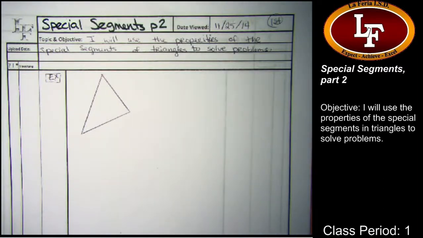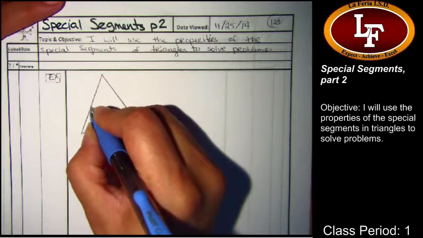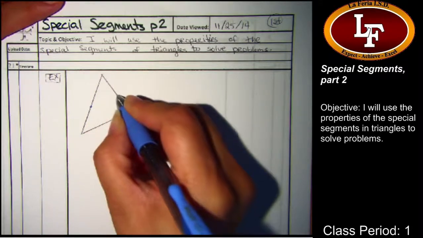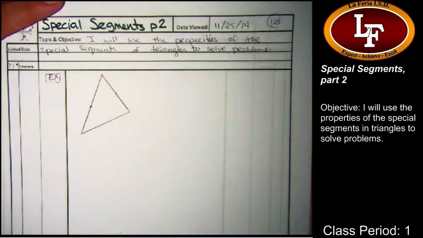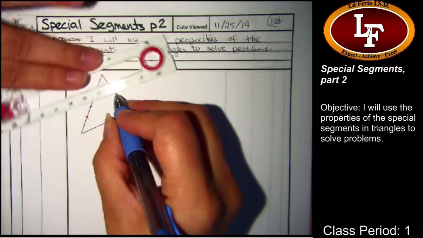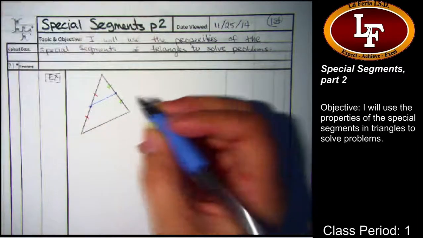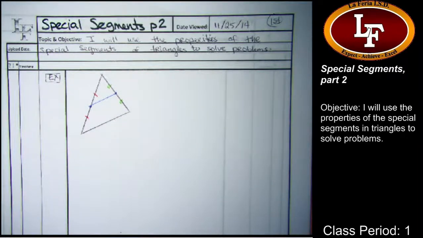The mid-segment is a segment whose endpoints are the midpoints of 2 sides. So maybe somewhere in the middle there and somewhere in the middle here. Okay, the mid-segment looks something like this. And I'm going to use my ruler. There we go. So you should have something drawn a little bit like this.